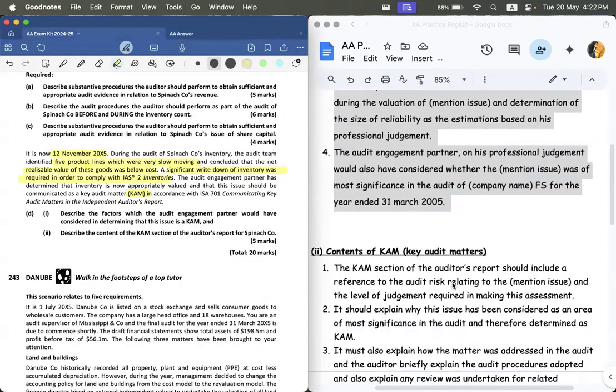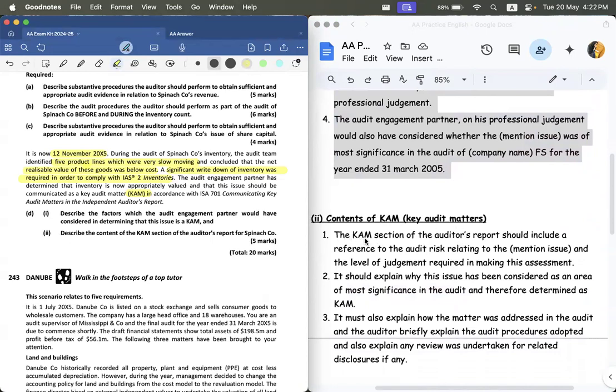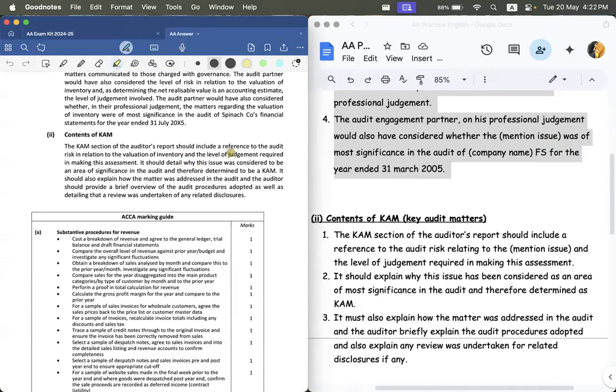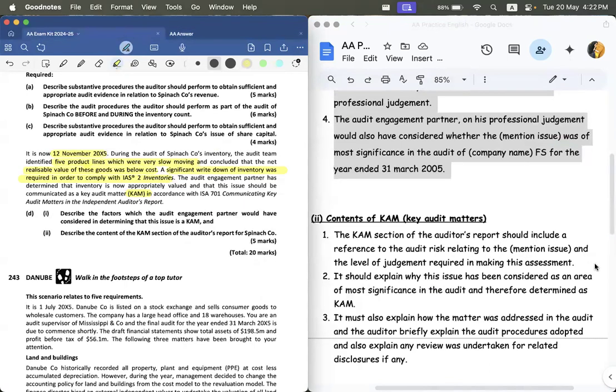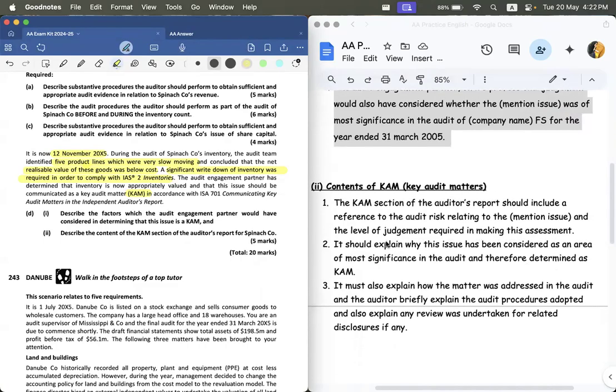Now let's see the contents of the CAM. When we say the contents of the CAM, you're going to use the same templates. That is, the CAM section of the auditor's report should refer to which CAM it is referring to. There would be a reference to the audit risk that would arise from the issue. So what would the audit risk be about? Include a reference to the audit risk in relation to the valuation of inventory. Clear? Then you continue with the template again, and the level of judgment required in making this assessment. Then full stop and continue.